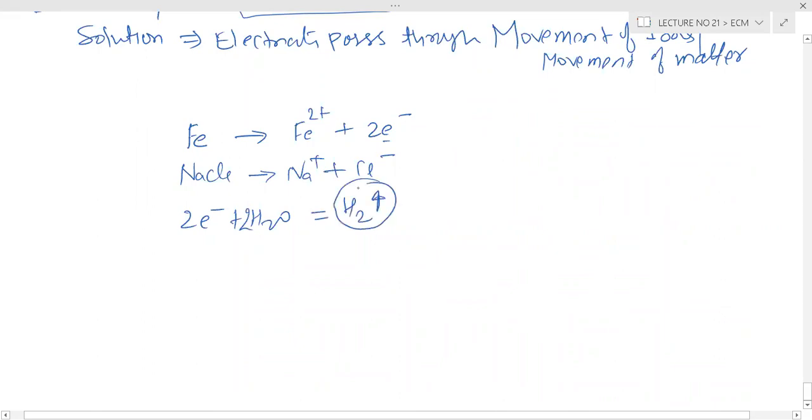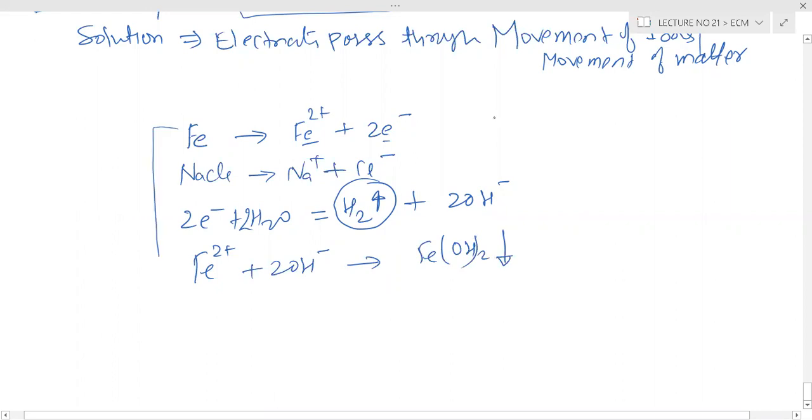plus you have OH ions, and then this Fe 2 plus combines with the OH ions and forms Fe(OH)2, and finally it is deposited. So this is the chemical reaction that takes place.